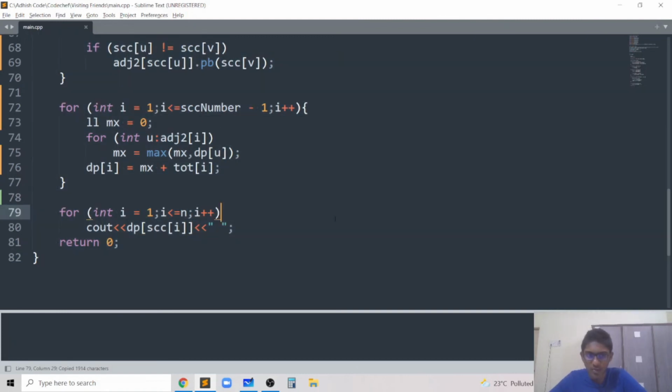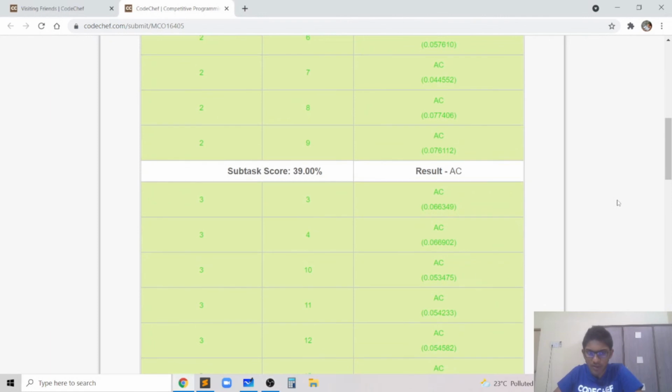And now I'll just submit this code to see that it gets accepted. As you could see, my code got accepted.